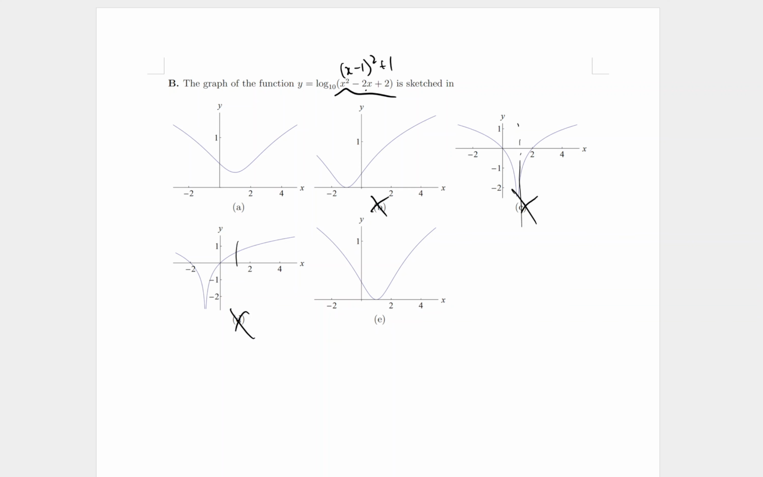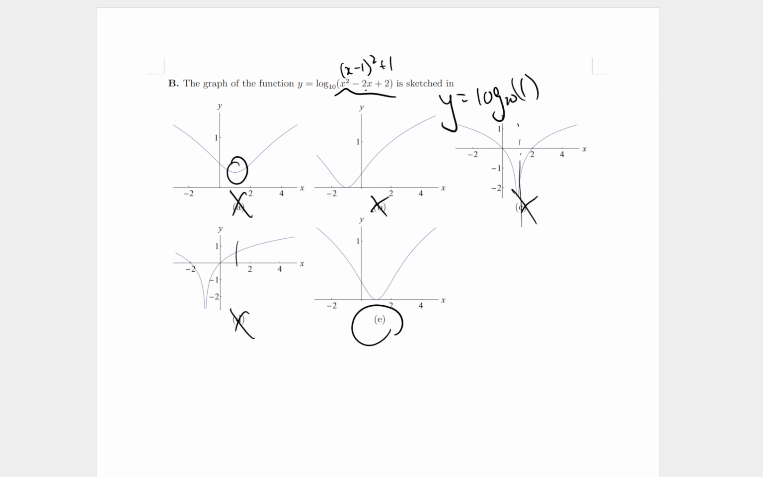Okay, when x is 1, what happens? y equals log 10 of 1. Okay, what is log 10 of 1? Well, it's 0, right? So A is wrong, because it's not touching the axis, right? So the answer is E.